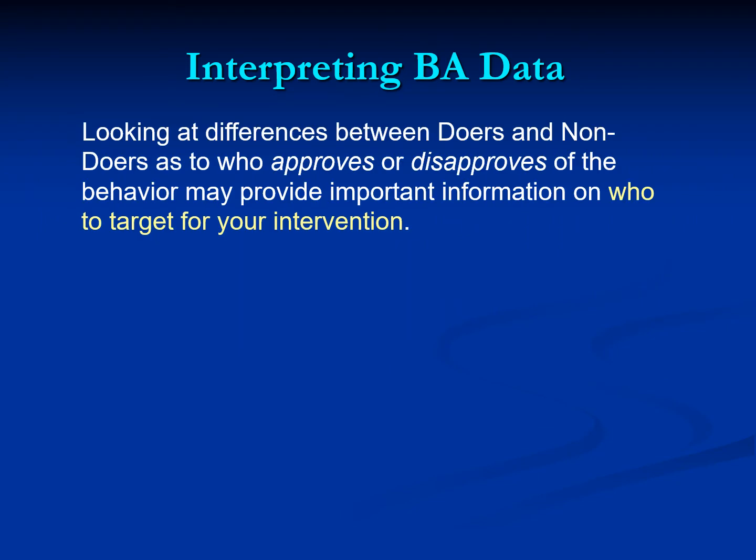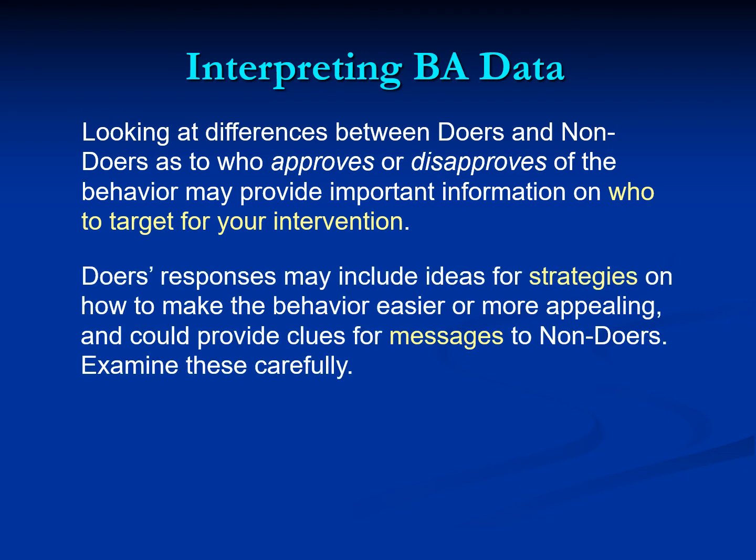So in terms of interpreting this data, you're looking at the differences between doers and non-doers as to who approves or disapproves of the behavior. And that might provide information that's important on who to target for your intervention. Who do you need to be talking to? Doers' responses may include ideas for strategies on how to make the behavior easier or more appealing, and could provide clues for messages to non-doers. You need to examine those very carefully as well.